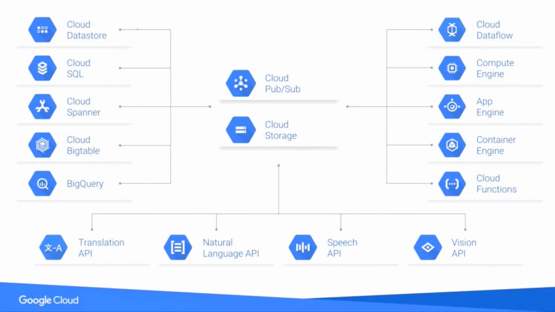So all of these products that I just talked about can get glued together based on PubSub and Cloud Storage. On the right-hand side, you see all the analytical tools and also compute resources that I just talked about. On the left-hand side, you see mostly the data stores and databases. And at the bottom, we have the machine learning stuff, which I'm going to touch on as well.